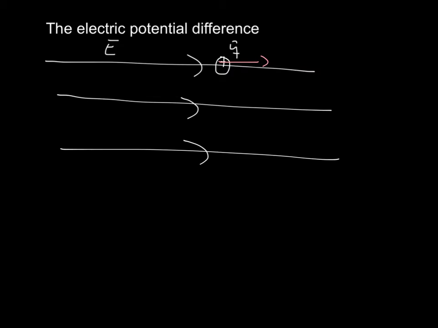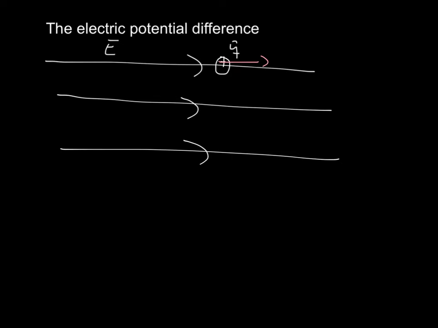And why is it gaining kinetic energy? Well, it's gaining kinetic energy because this electric field is doing a force over a distance, and that is called work. So the electric field is doing work on the charge, and this work will be equal to the force times the distance that is displaced in the electric field. So it turns out that electric fields are capable of doing work.